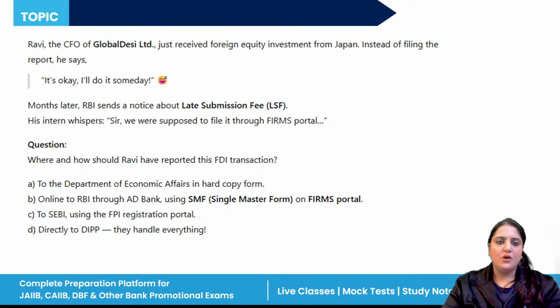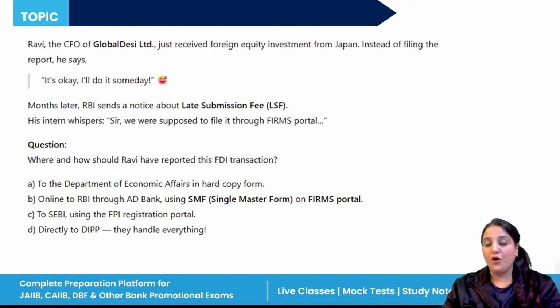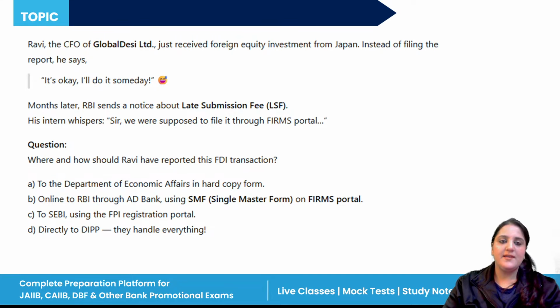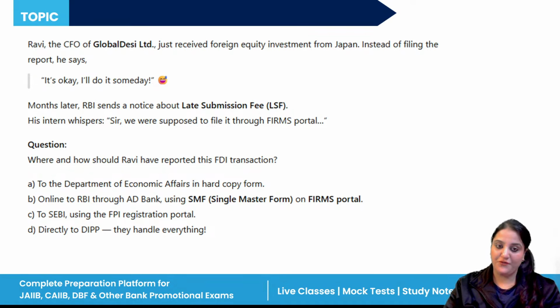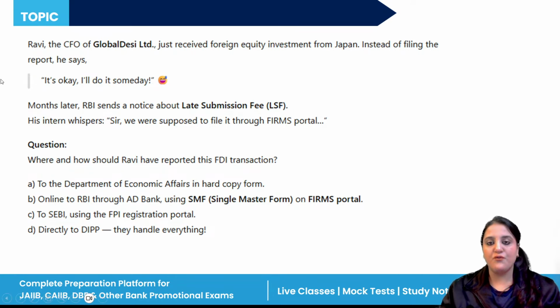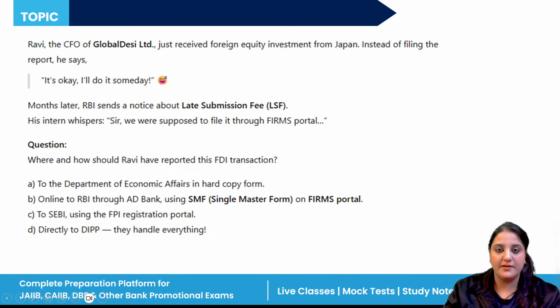So do this question, which is about Ravi, who is the CFO of Global Desi Limited, who received foreign equity investment from Japan. Instead of filing the report, he is saying, it's okay, I will do it someday. Months later, RBI sends a notice about late submission fees. His intern whispers, sir, we were supposed to file it through the firm's portal. So what is the perfect answer here? Where and how should Ravi have reported this FDI transaction?